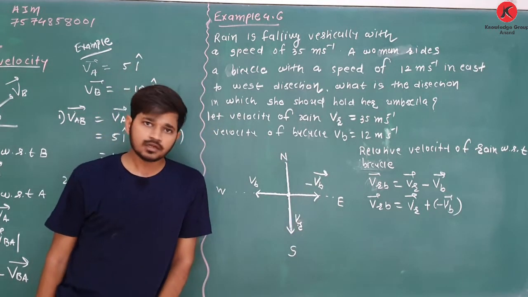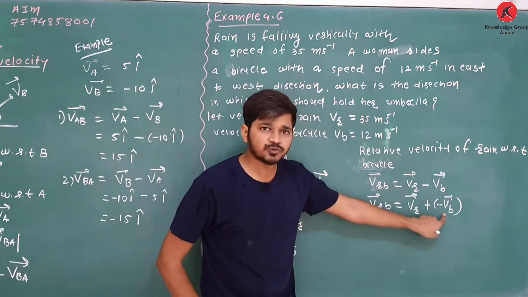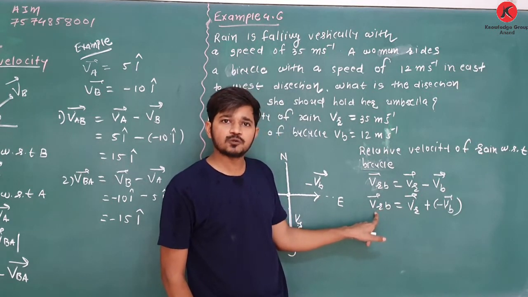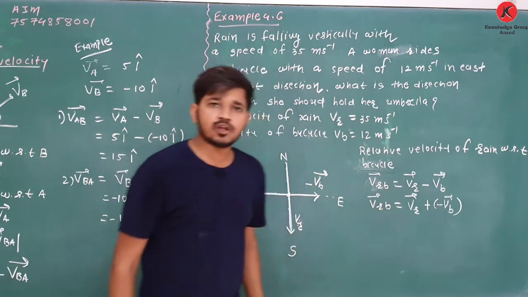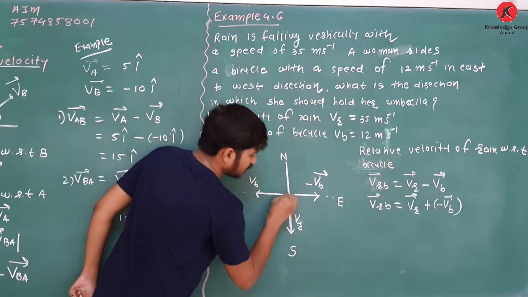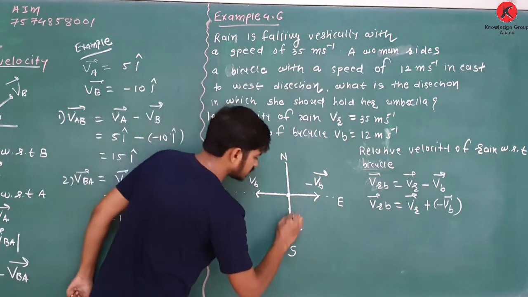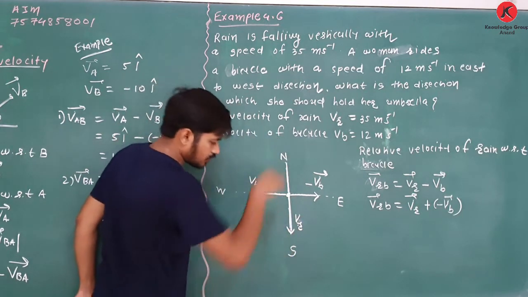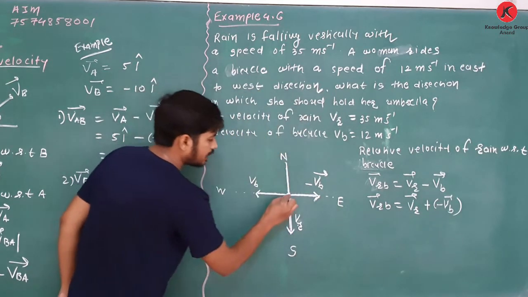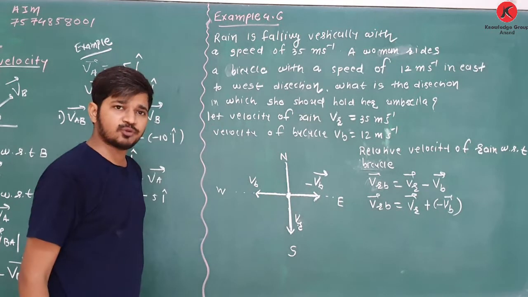Clear about this? So now we have two vectors, VR and minus VB, and the resultant is VRB. Now what is the direction of the resultant vector? We will find it. From this one point, the first vector is VR, vertically downward. Another vector is minus VB. These two vectors are from the same common point.